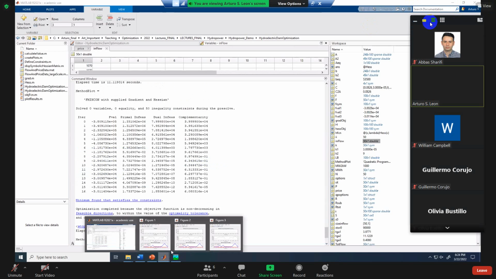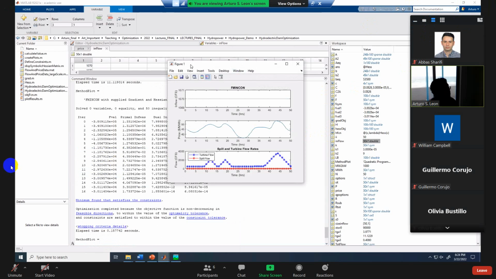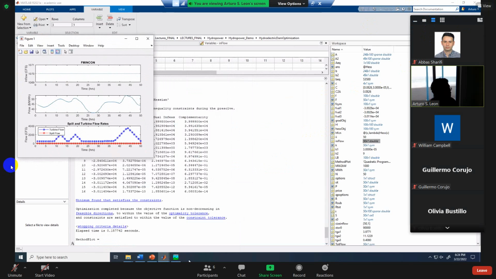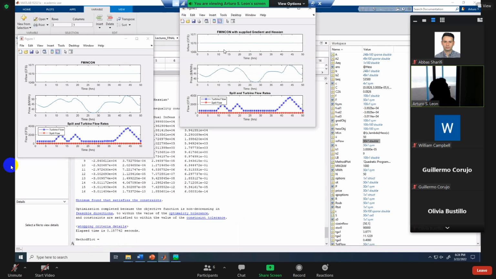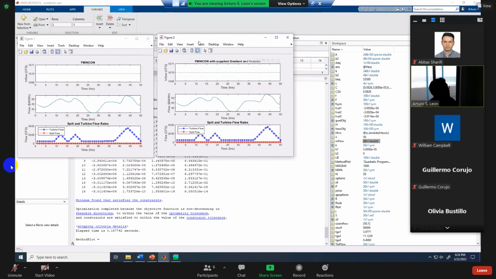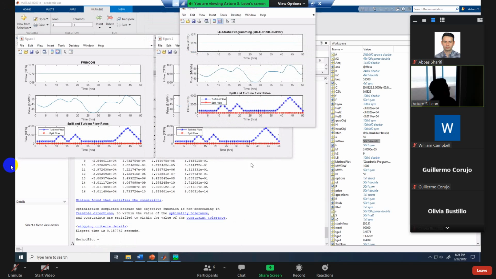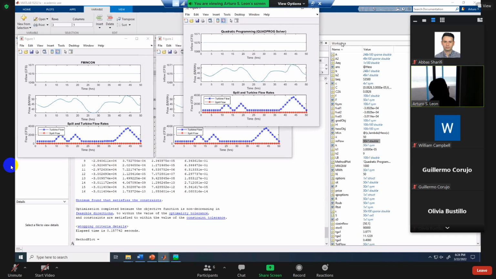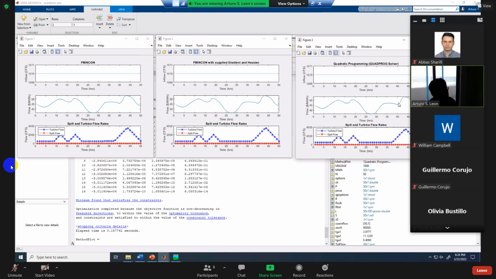Okay, guys. So let me show you the results here. This is figure 1 with method 1, fmincon. Second method, this is fmincon with supplied gradient. And then the third method, guys, is with quadratic solvers. If you see, the results are pretty much the same, right? Do you see differences?